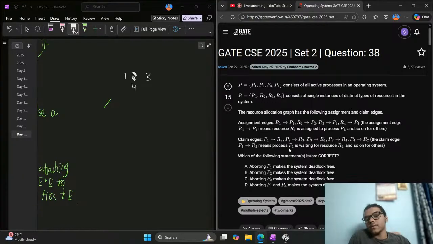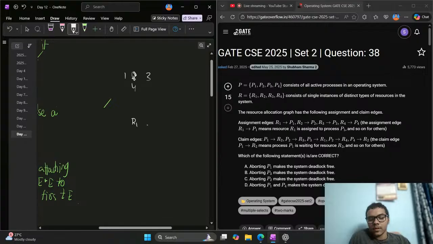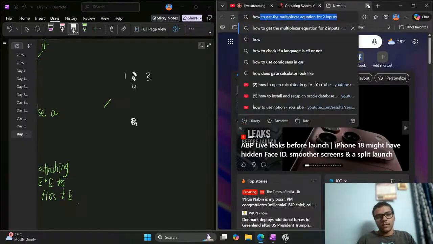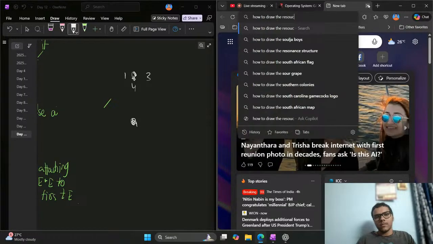An active process in operating system. Single instances of distinct types of resources. The resource allocation graph claims the edges. So R1, P1, R2, P2, R3. Resource R1 is assigned to process P1. So claim edges. P1 process is okay. How to draw the resource allocation graph? I wanted to do this question. How to draw the resource allocation graph?